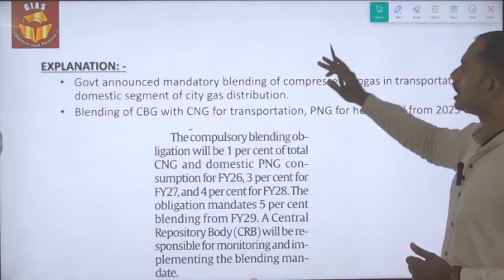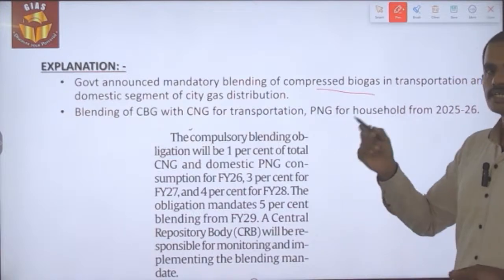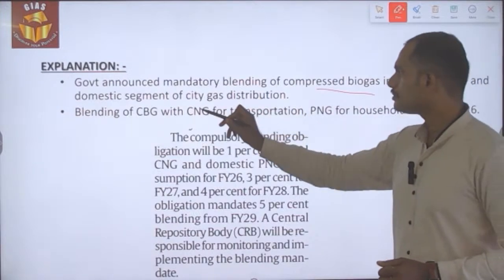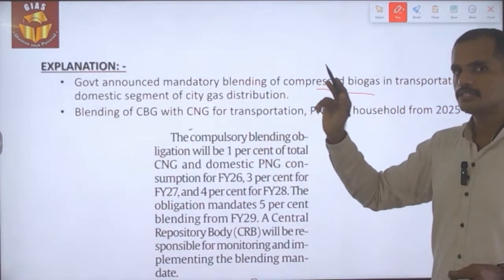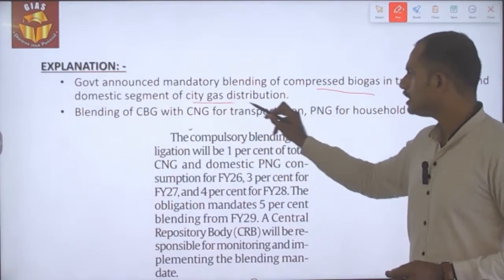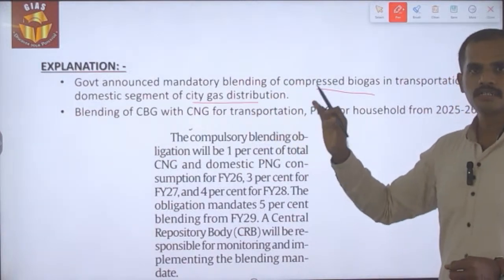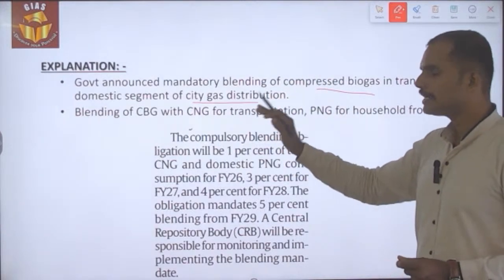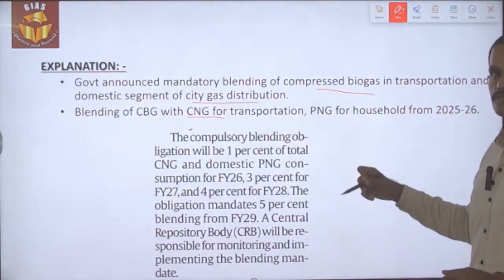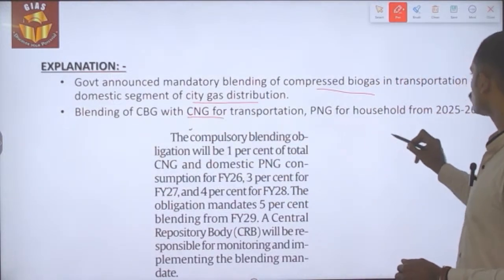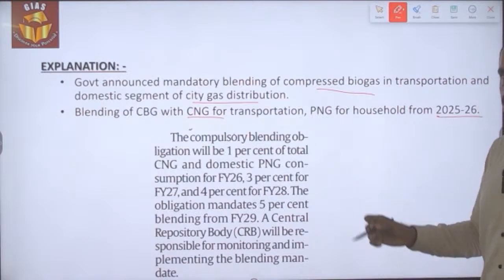See, the government has announced the mandatory blending of compressed biogas in transportation and in the natural gas which is used for domestic purposes through city gas distribution. So this is what the news is about, and the blending of the compressed biogas with the natural gas for transportation as well as the piped natural gas for households will commence from the 2025-26 period.